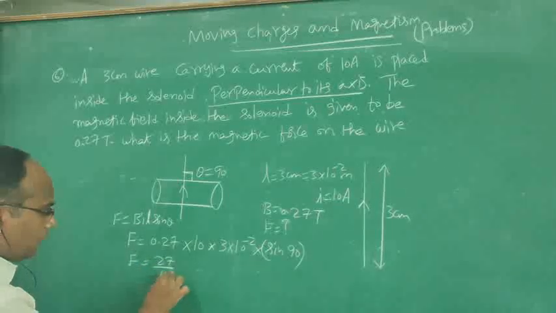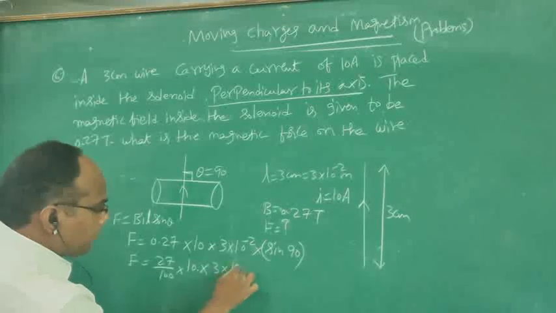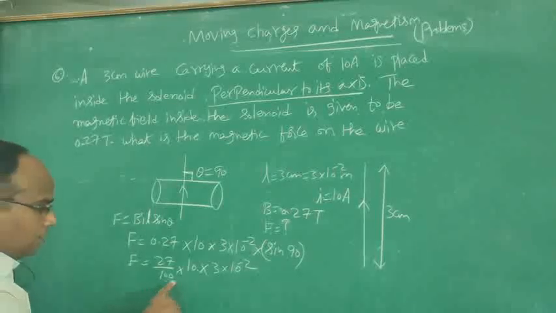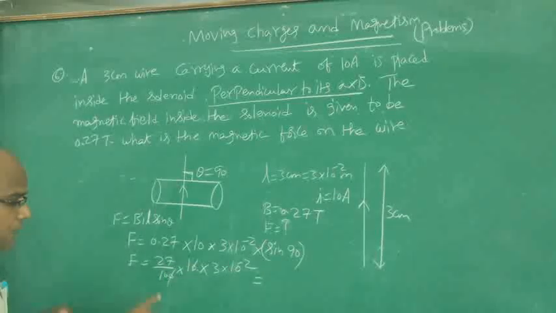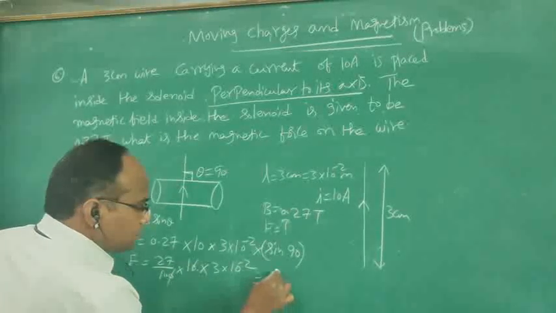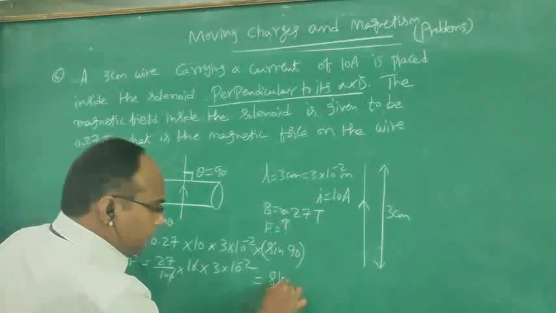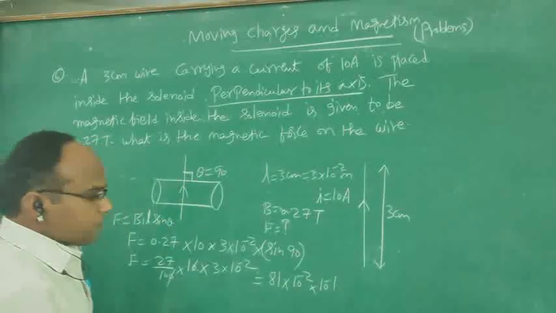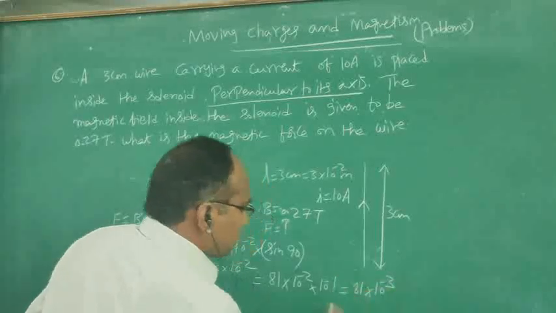27 by 100 into 10 into 3 into 10 to the power of minus 2. What is the calculation? This 0 cancels. 27 into 3 is 81, 10 to the power of minus 1. 10 to the power of minus 2 into 10 to the power of minus 1. So you can write it as 81 into 10 to the power of minus 3.